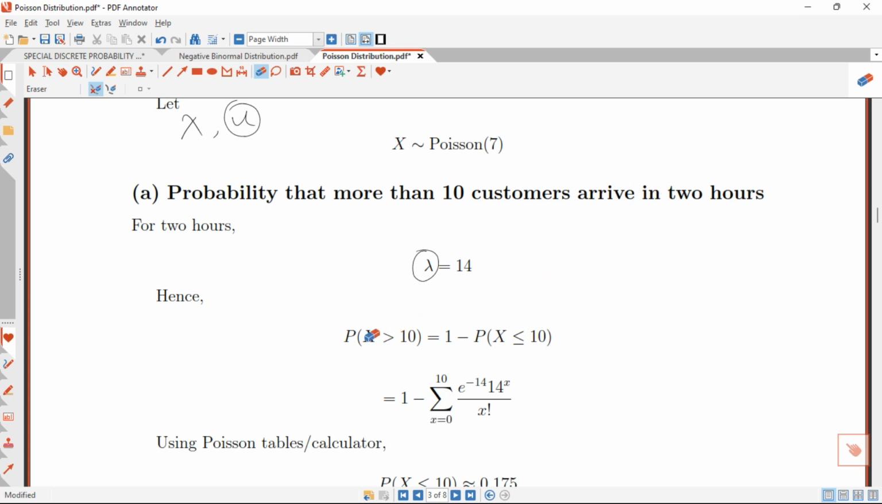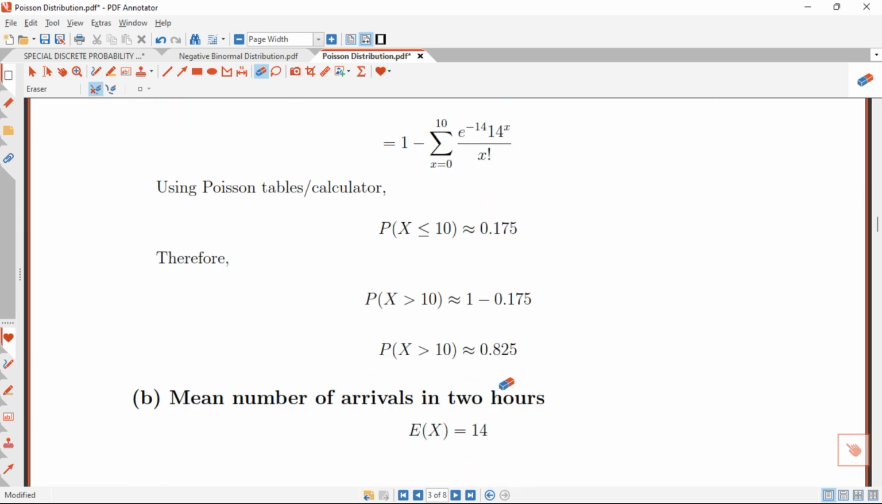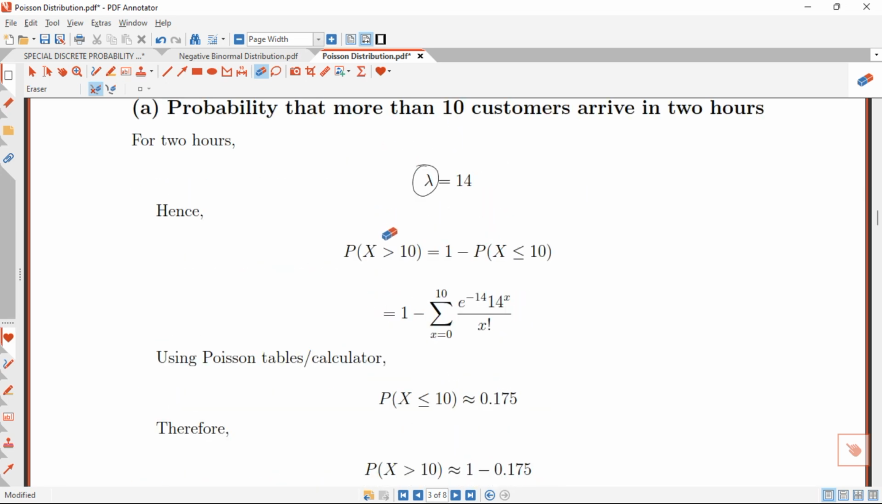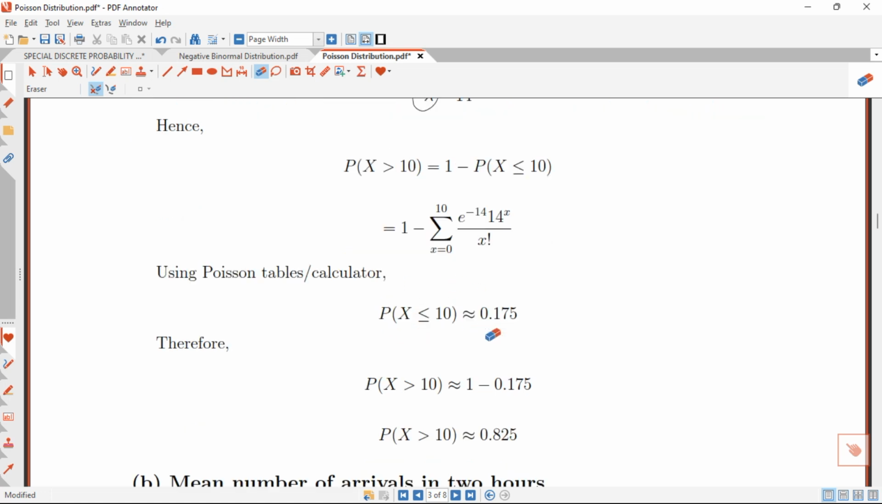We are to find the probability that more than 10 customers arrive in 2 hours. So we are going to get the probability that x is greater than 10, which is equal to 1 minus the probability that x is less than or equal to 10. So we get 1 minus the summation of x moving from 0 to 10 of the PMF. Once you punch this on the calculator, we are going to get our answer to be 0.825. So punch all of this on the calculator to get your result.